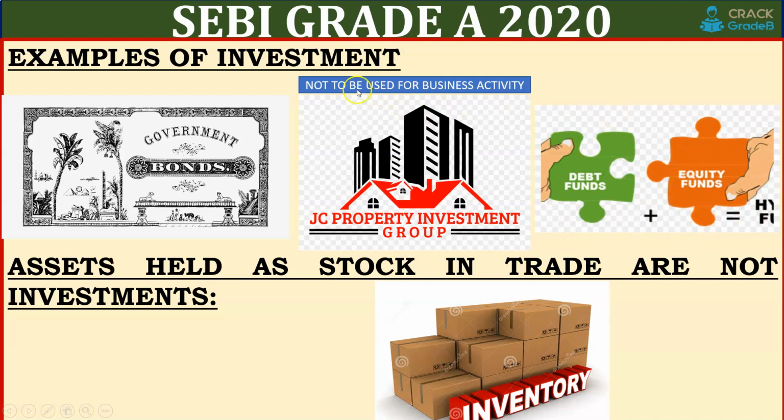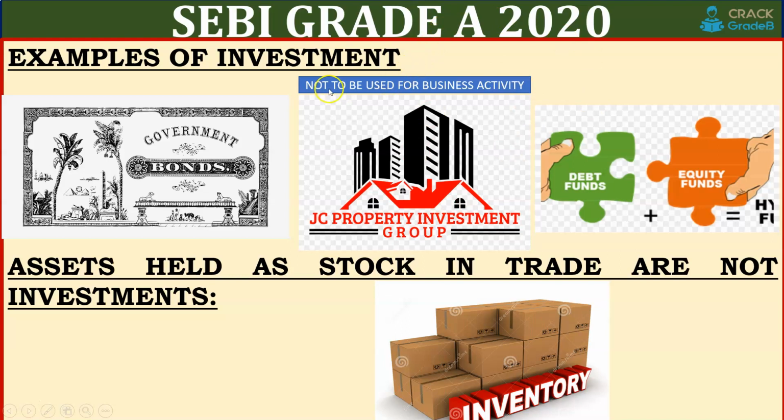Okay, now here I have written a note: not to be used for business activity. See, when you are buying or purchasing any building for the purposes of your own business, say you're buying a building for warehouse purposes or storage of your stock, that means you are using that building in your own business. That type of investment is not called an investment as per this accounting standard. If you are purchasing any building for rental purposes, that means you want to let it out to someone else, that time it will be called an investment.